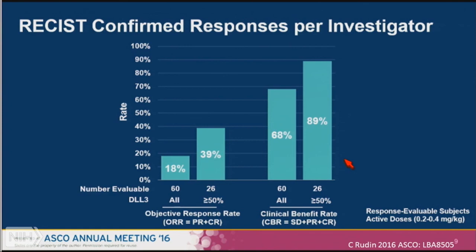When you select for the patients who have more than 50% of tumor cells expressing DLL3, the response rate improved to 39%. And on the right-hand side it shows the clinical benefit rate, which included patients who had a response and patients who had a stable disease after the treatment. Again, it shows that when you select for the biomarker, the response rate got much better.